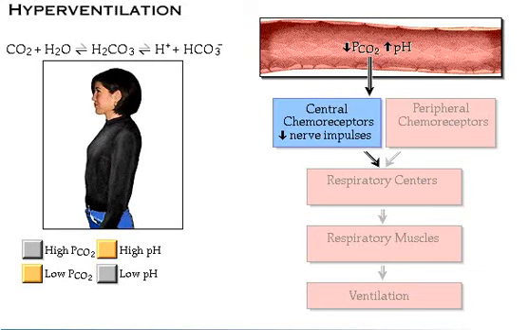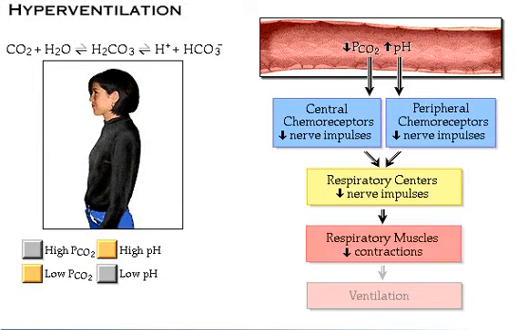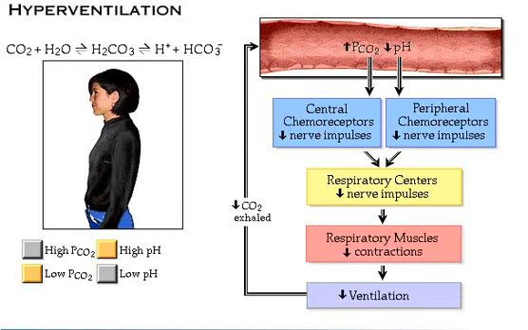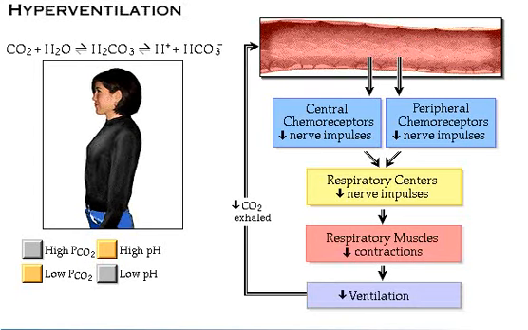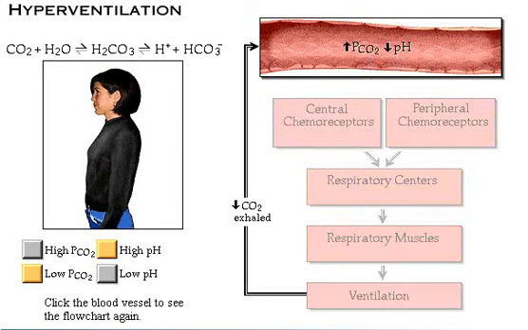Since the PCO2 is low, the central chemoreceptors send fewer impulses to the respiratory centers. Since the pH is high, the peripheral chemoreceptors also send fewer impulses to the respiratory centers, which send fewer nerve impulses to the respiratory muscles, thereby further decreasing breathing rate and depth and returning the arterial gases and pH to normal levels. Click the blood vessel to see the flowchart again.